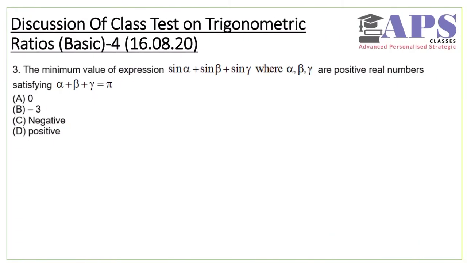In question number 3, we have sine alpha plus sine beta plus sine gamma. For this type of expression, we know that we have to use the sin C plus sin D formula, and also this condition is given, so this looks like some conditional identity. Let us see what we get.